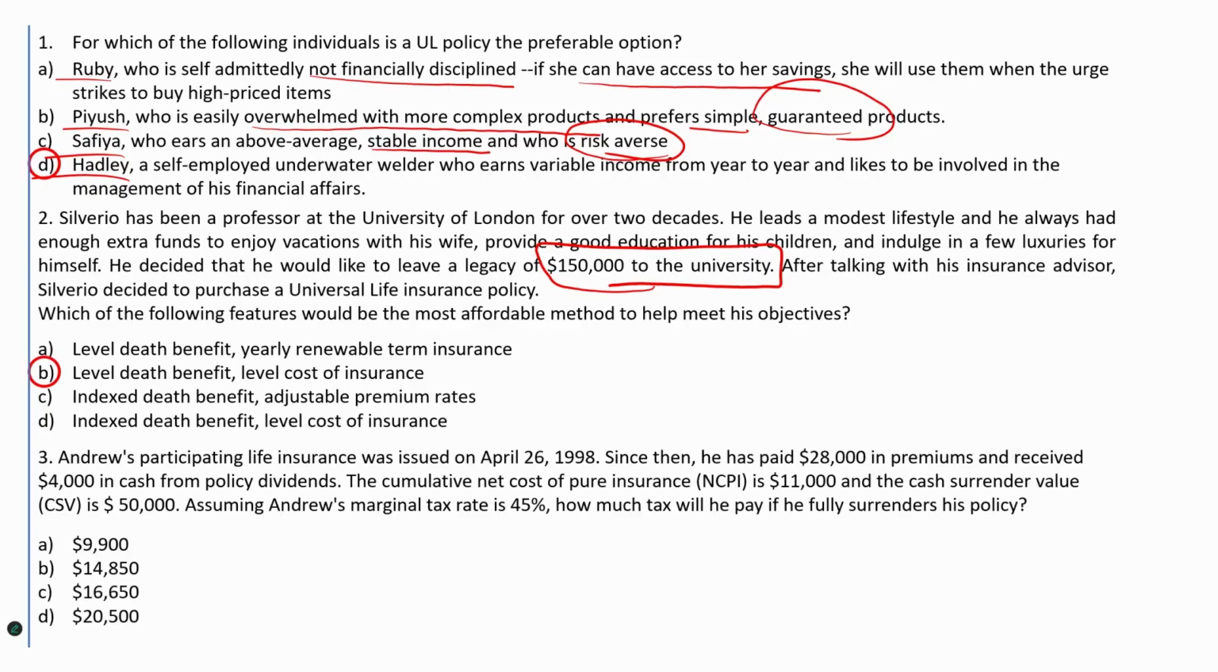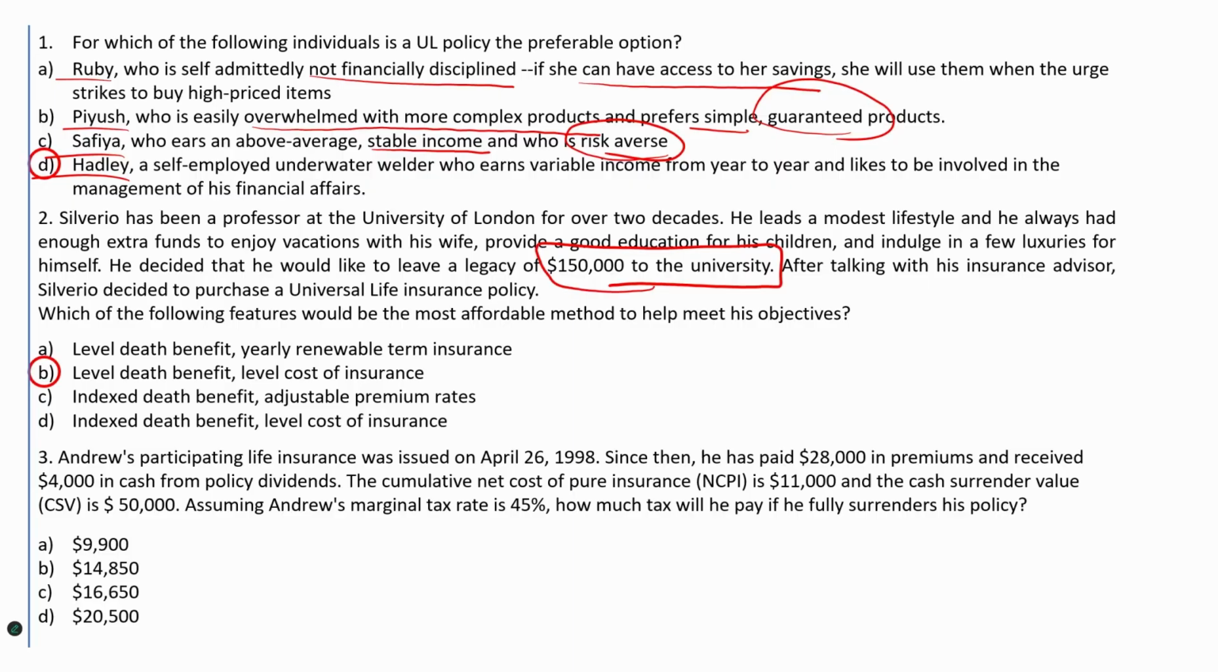Andrew's participating life insurance, so he has a whole life policy, was issued on April 26, 1998. Since then, he has paid $28,000 in premiums and received $4,000 in cash from policy dividends. The cumulative net cost of pure insurance, the NCPI, which again means cost of insurance, is $11,000 and the cash surrender value is $50,000. Marginal tax rate is 45%. How much tax will he pay?